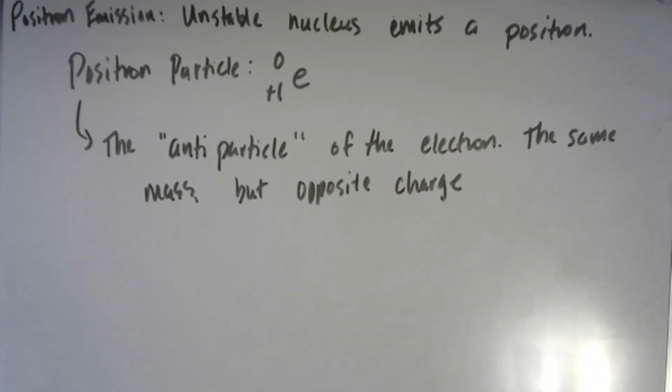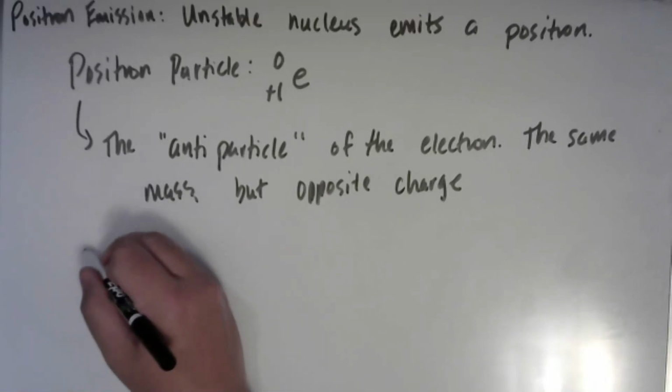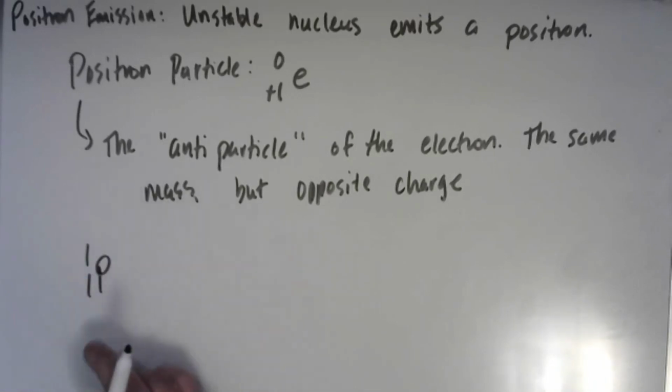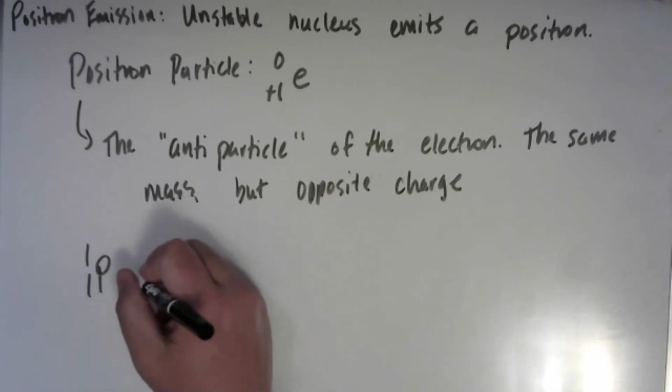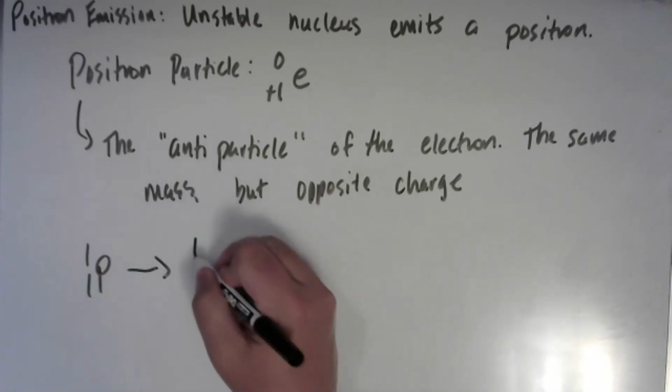Okay, so when you have positron emission, you're going to have a proton that's going to be converted into a neutron, and it's also going to emit a positron. Okay, so this is the process that happens. We have a proton, and it's going to convert into a neutron.